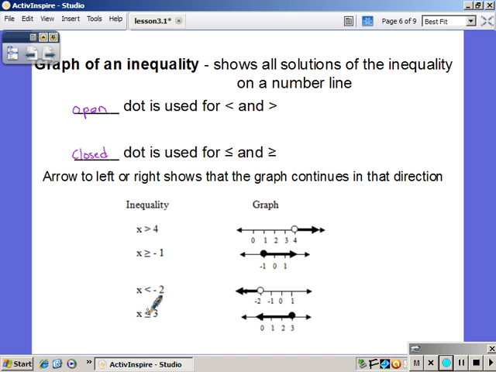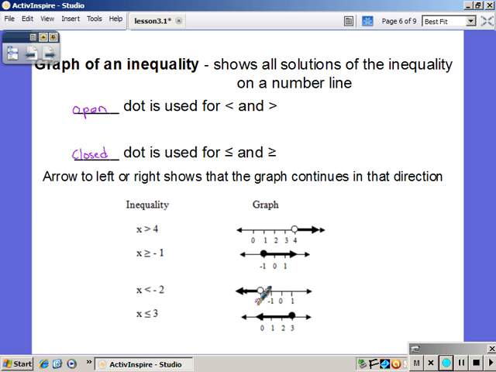Now, one thing I will warn you about. Everyone always says, well, I remember that I always shade in the direction that the inequality symbol's pointing. So both of these are pointing to the right, so I shaded to the right. Both of these are pointing to the left, so I shaded to the left. You have to be careful of that. That only happens when the variable is on the left-hand side.